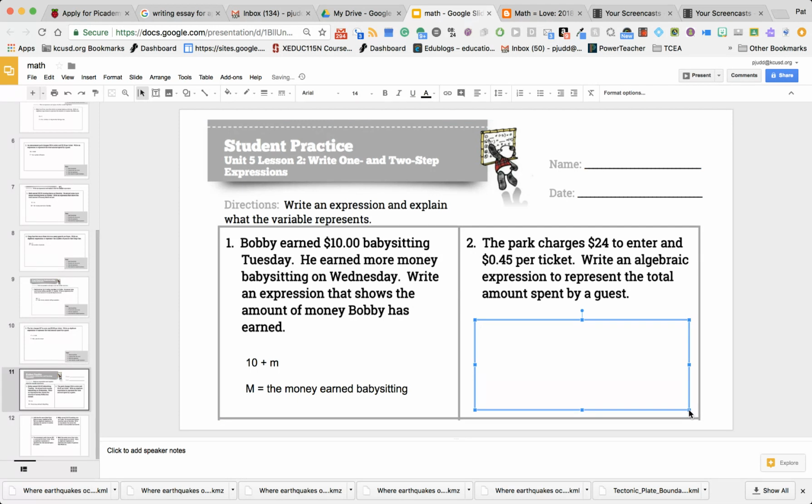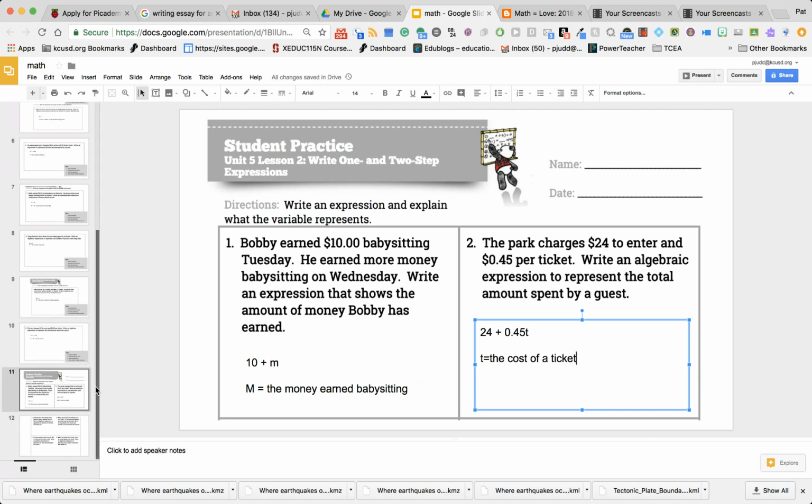A park charges $24 to enter and 45 cents per ticket. They've given quite a few of these. You should be like experts with this one now. Write an algebraic expression to represent the total amount spent by a guest. So I have no doubt you underlined the $24 and 45 cents per ticket. So you're going to have 24 plus 45 hundredths times T. And T equals, or T represents, the cost of a ticket.